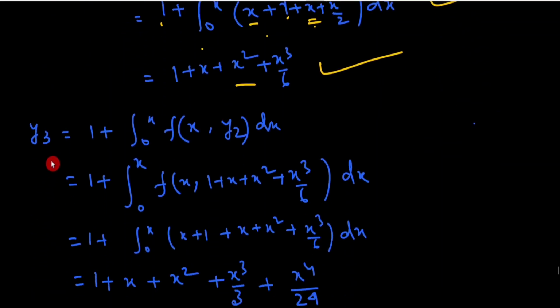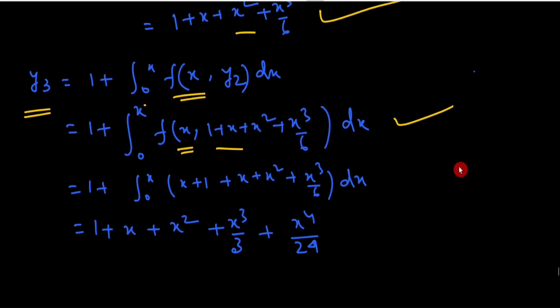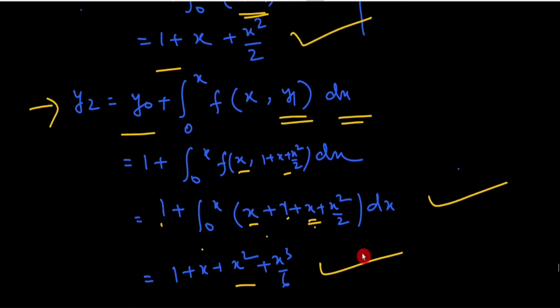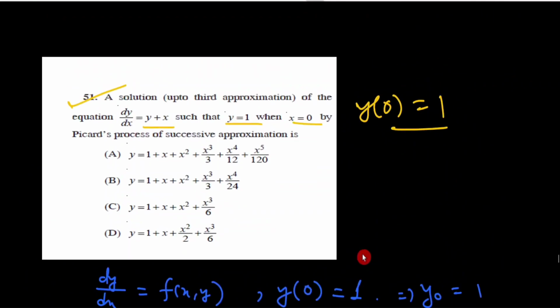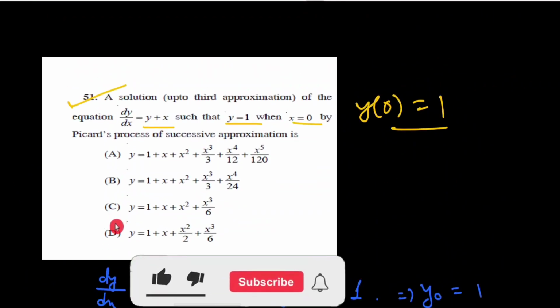And y3, that is the third approximation, is y0 plus integration 0 to x f of x y2 dx. So 1 plus integration 0 to x f of y2 means x plus 1 plus x square plus x cube by 6 dx. So simply integrate, we have 1 plus x plus x square plus x cube by 3 plus x to the power 4 by 24. That means the option here, which option? I think here option B. Option B is the correct option.